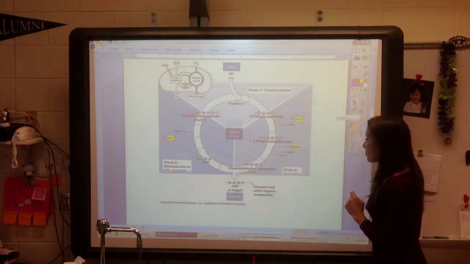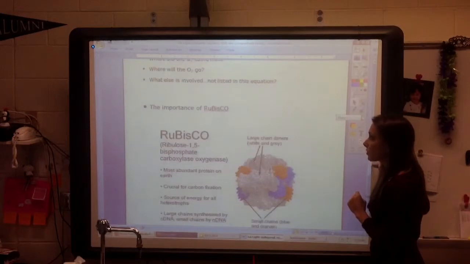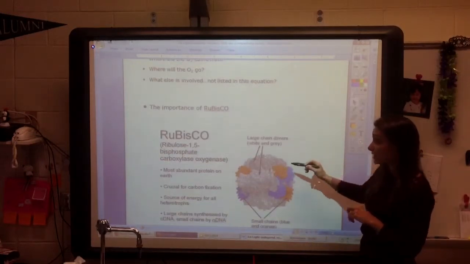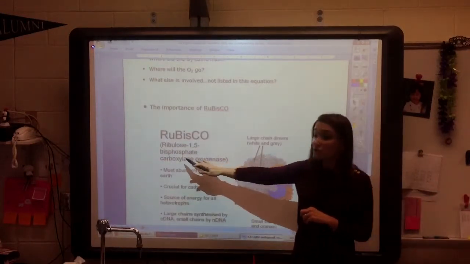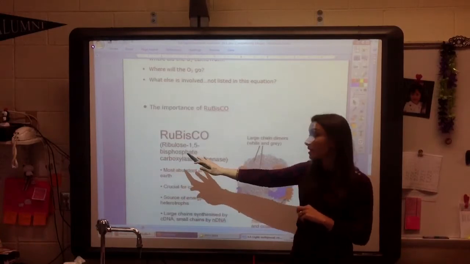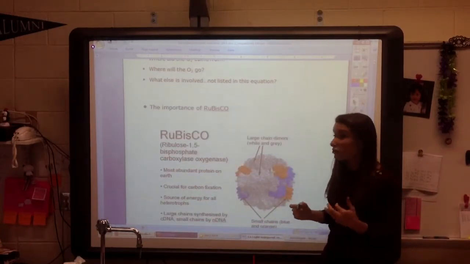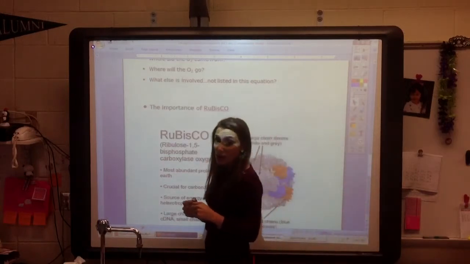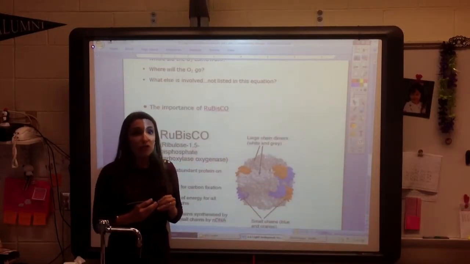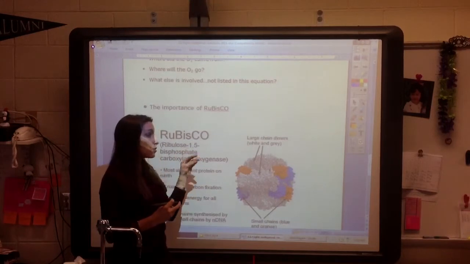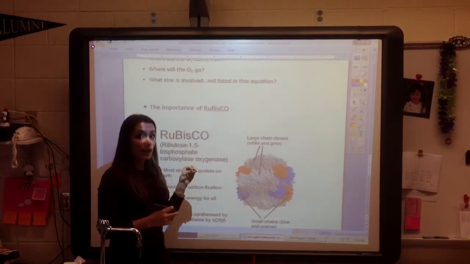Just a quick little preview. Moving forward, we are going to talk about this enzyme Rubisco that is supposed to fix the carbon and sometimes gets distracted by oxygen. So our next lecture is going to be about Rubisco and something called photorespiration. For now, focus on understanding what the Calvin cycle is.